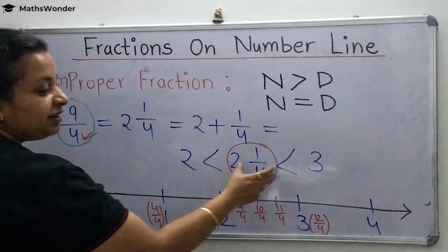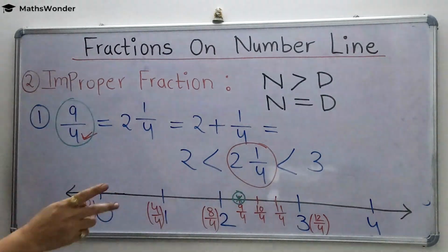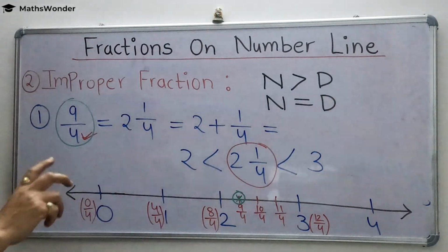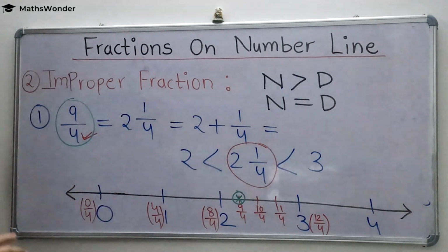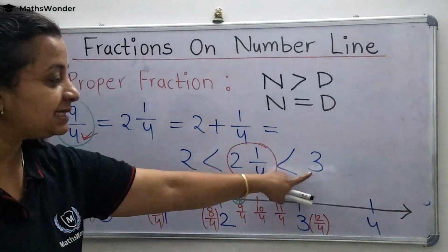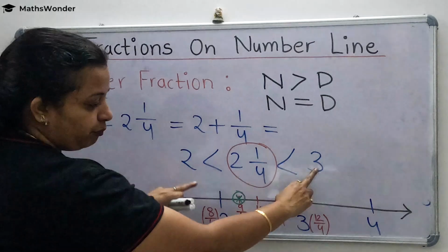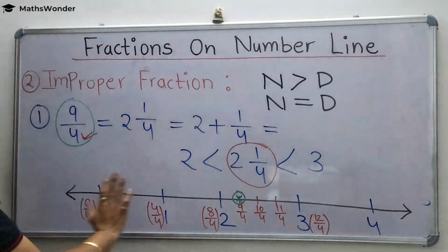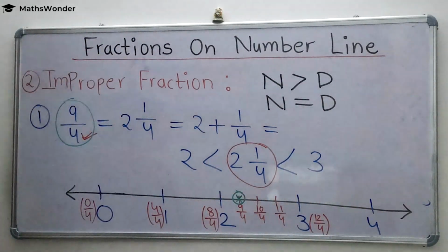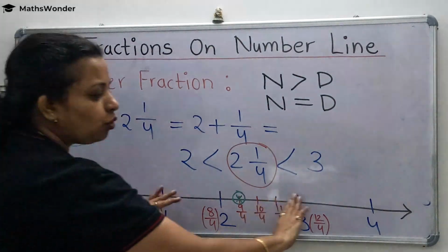Between which two numbers will you plot? 2 and 3, because 2 1/4 is greater than 2 but less than 3. So you have to plot 9 over 4 between 2 and 3. The other numbers you just write for your additional information, otherwise there is no use.